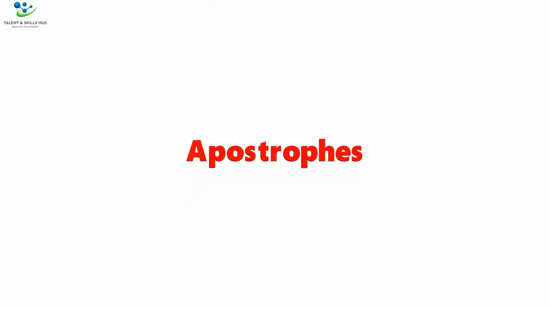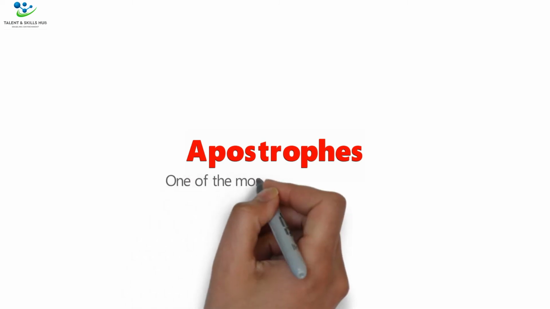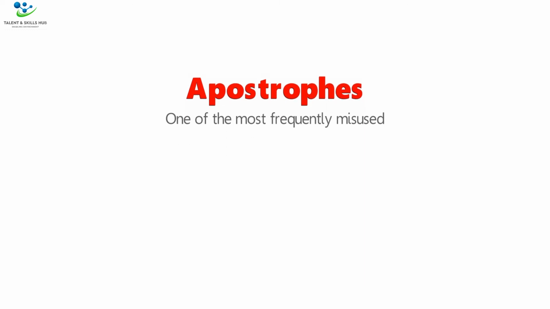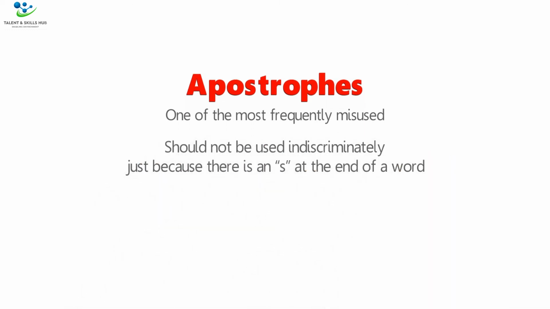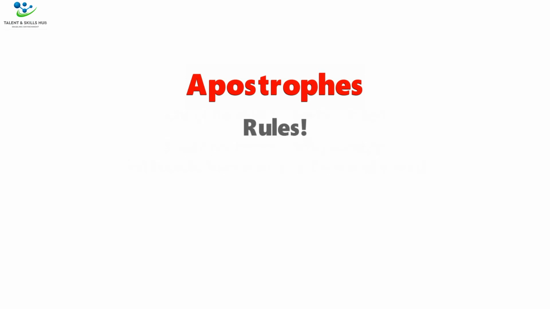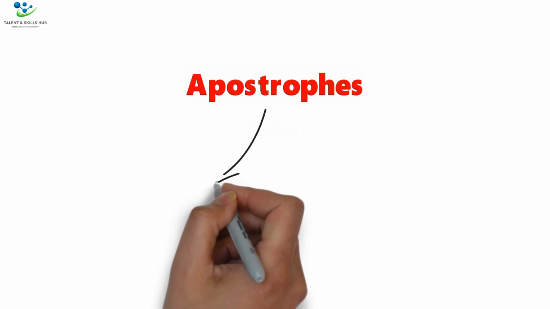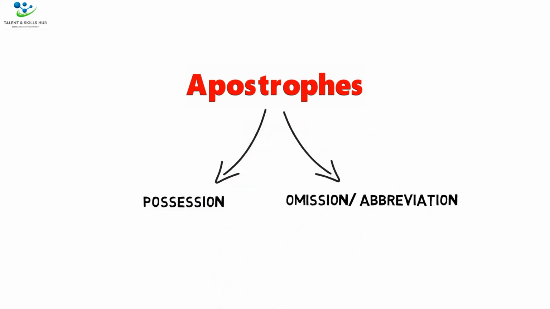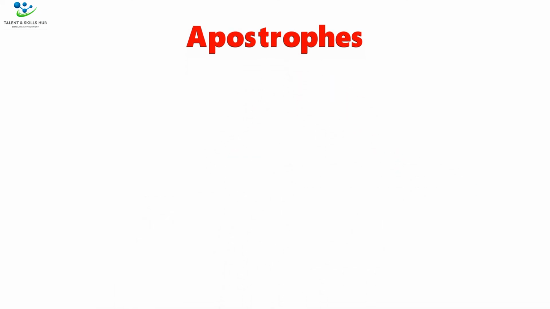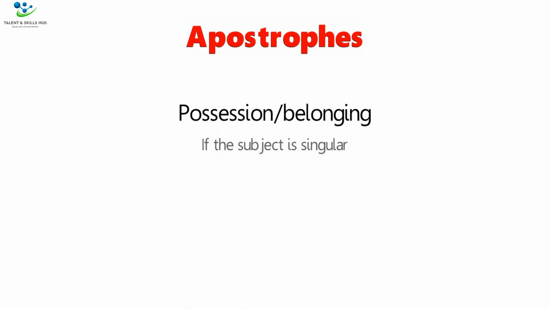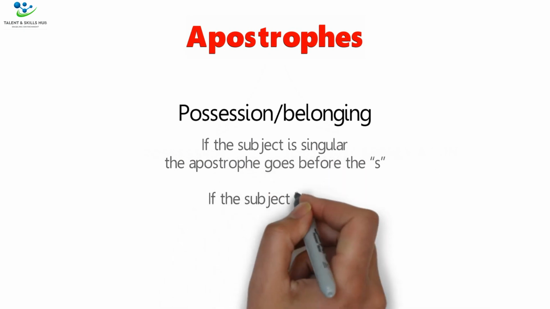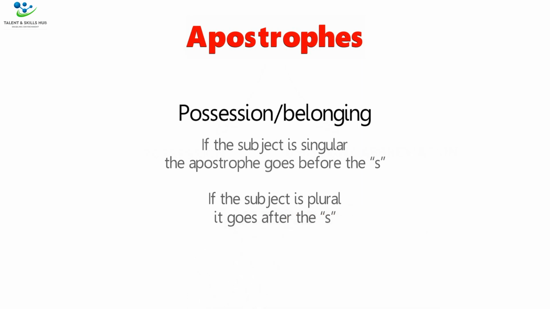Apostrophes. Of the remaining punctuation marks, the apostrophe is probably the one most frequently misused. They should not be used indiscriminately, just because there is an S at the end of a word. There are rules. Apostrophes are used either to show possession, or to show omission or abbreviation. Possession, or belonging. The rule is that if the subject is singular, the apostrophe goes before the S. If the subject is plural, it goes after the S.